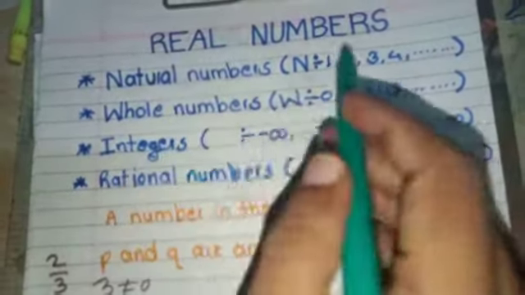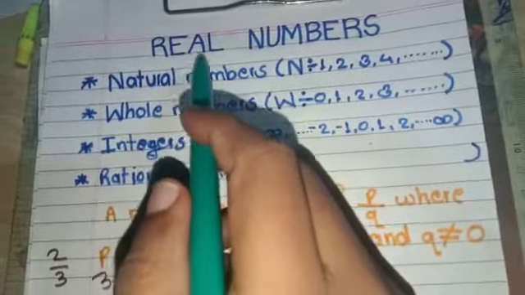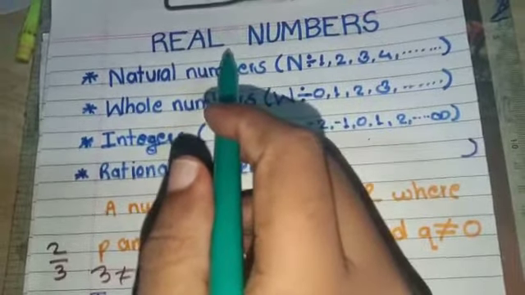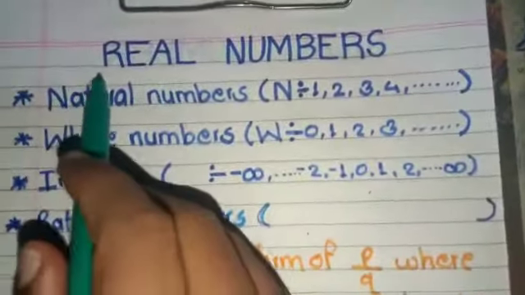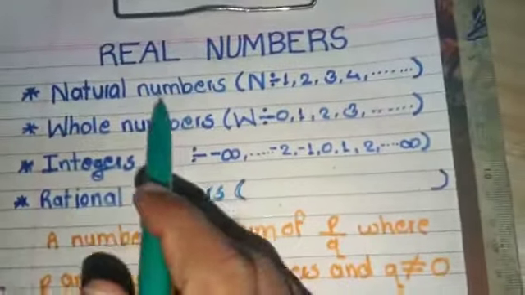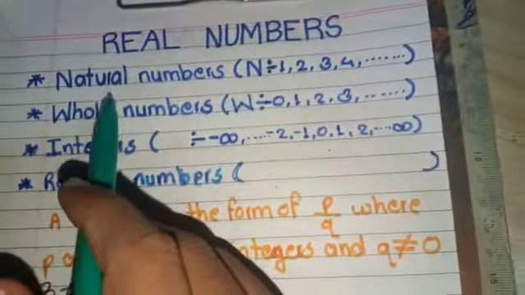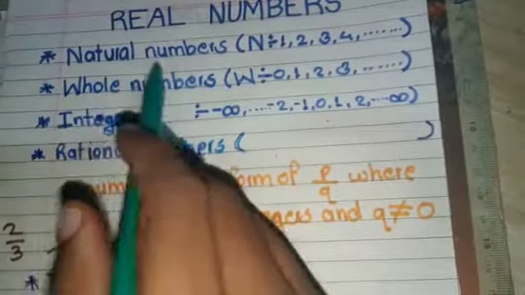So what is meant by real numbers? Real numbers are all kinds of numbers which we can represent on the number line, and they are denoted by capital R. In real numbers there are so many types of numbers, which we will learn as a basic concept here. First is the natural number.